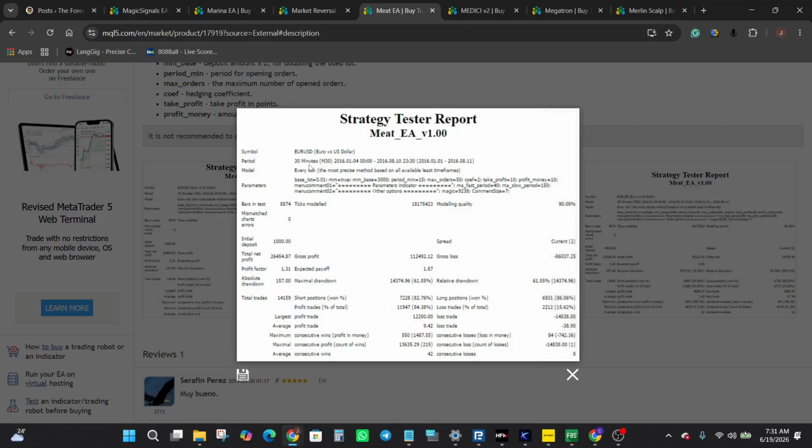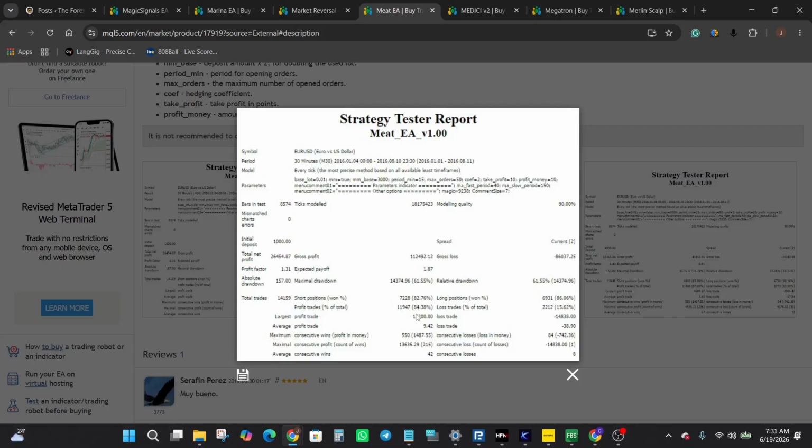We have EURUSD tested on M30. This is 4th January 2016 to 10th August 2016. And initial deposit was $1,000. Here we have total net profit over $26,000. We are taking over 14,000 trades, precisely 14,159, out of which 11,947 were profitable, and that gave us an 84.38% win rate.